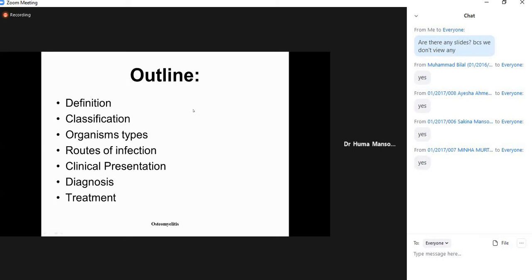Great. So let's continue with the topic. We should be knowledgeable about what osteomyelitis is. How will we classify acute and chronic? What are the organisms that lead to osteomyelitis, and the common ones? And how does the organism gain entry to the bones and the joints to cause this disease? How does the disease manifest? How will you diagnose? And what are the treatment options? Okay.